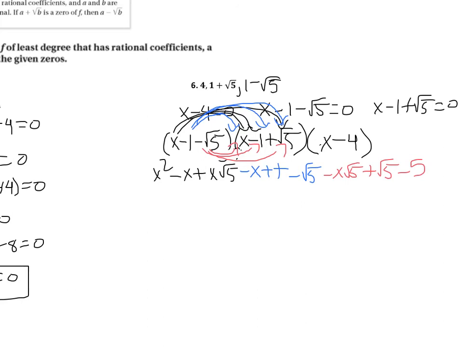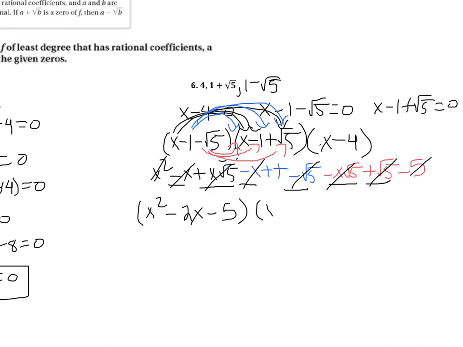Okay, we still have the x minus 4 there, so now what we need to do is combine like terms. I only have x squared, so that's gone. Negative x looks like negative 2x. And then this is plus x square root 5 minus x square root 5, so those are gone. Minus square root 5 plus square root 5, gone. And then you still have minus 5. And then you have to remember to bring down the x minus 4.